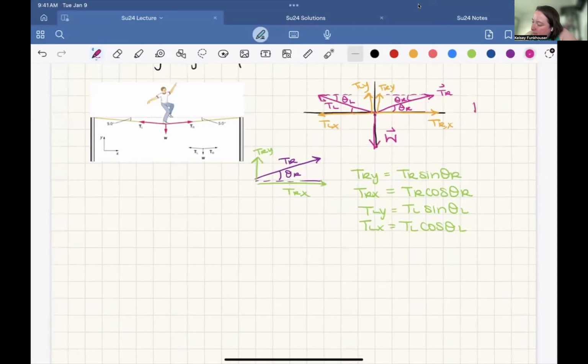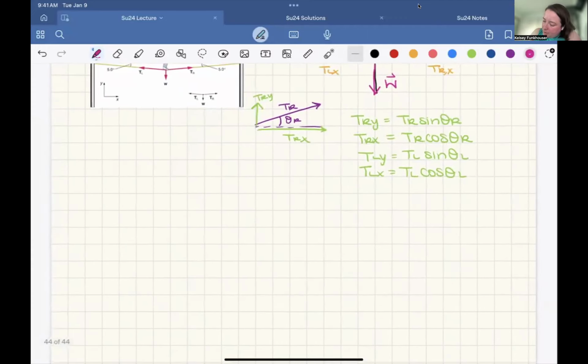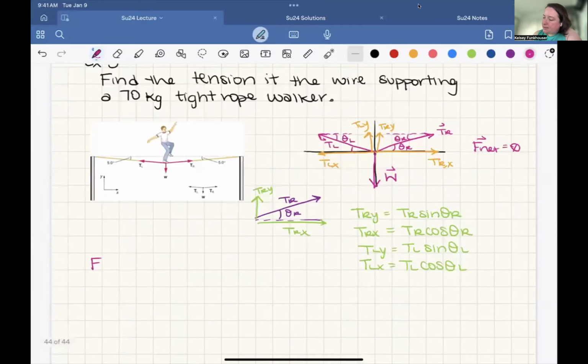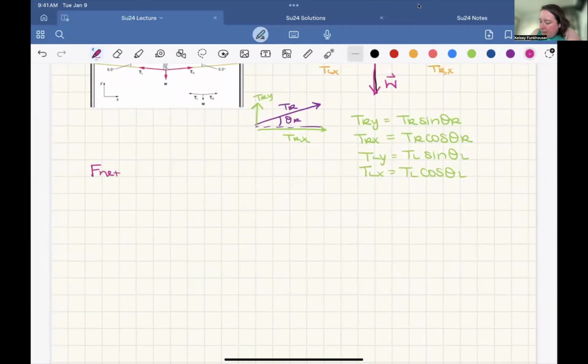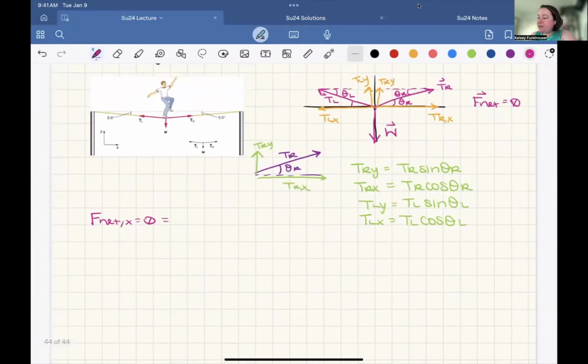First thing though is net force equals 0. So that tells us that we're 0 in X and Y. Let's start with X. F net X equals 0. The only things in X are the X components of the tension. The right one is positive, so that goes first. And then the left one points to negative X, so it's negative, and we'll put that second. Okay, we'll leave that for now.